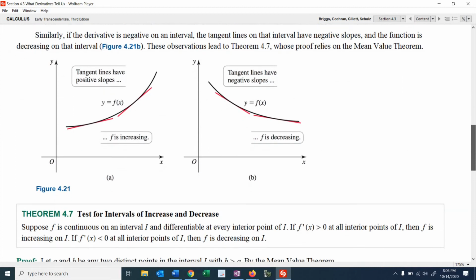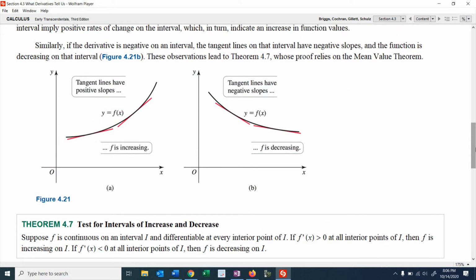Now here's how the derivative is so useful in determining whether a function is increasing or decreasing at a particular point. Notice that this function is increasing, and if you take the slope of the tangent line at this point, the slope is positive. That indicates that the function is increasing at that point. If you take another point over here, the slope is positive as well, again indicating that the function is increasing at that point.